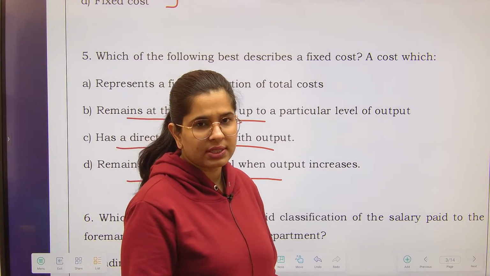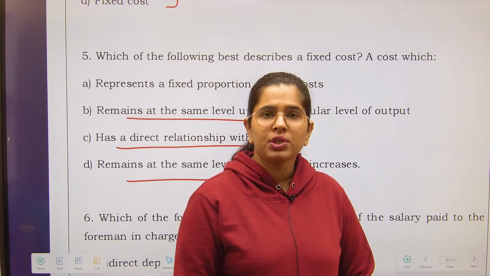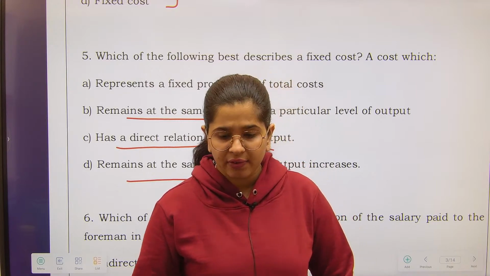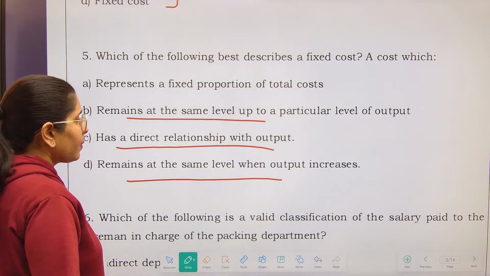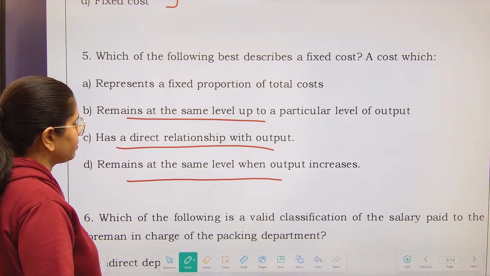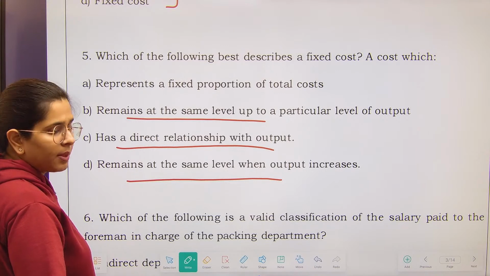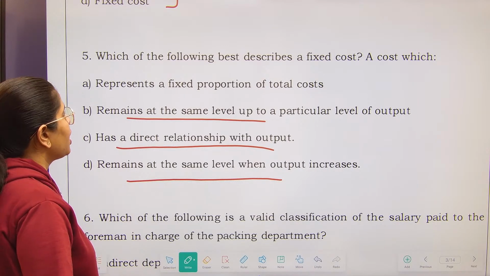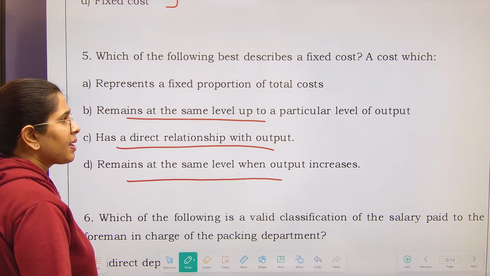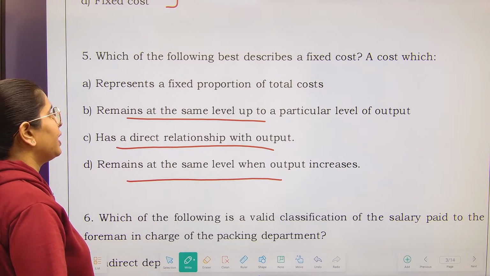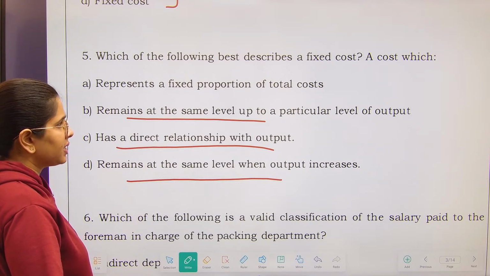We all know what the meaning of fixed cost is, right? We all know, but the options given over here are such that it will be difficult for you to decide. Now tell me, as per you, which one should be the best representation of fixed cost? Whether it represents a fixed proportion of total cost, whether it remains at the same level up to a particular level of output, it has a direct relationship with the output, remains at the same level when output increases.